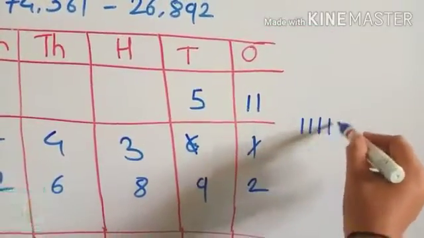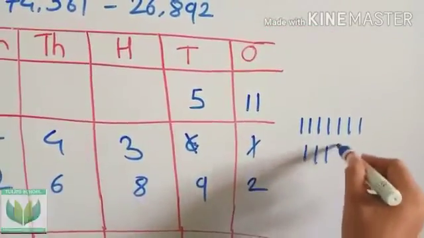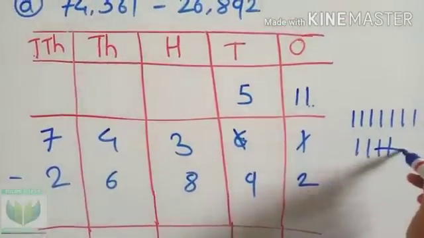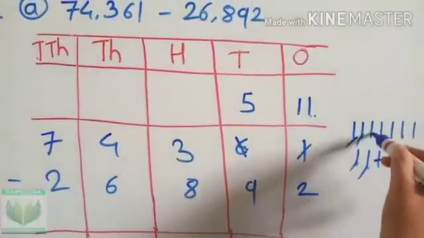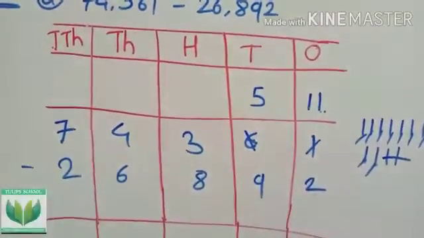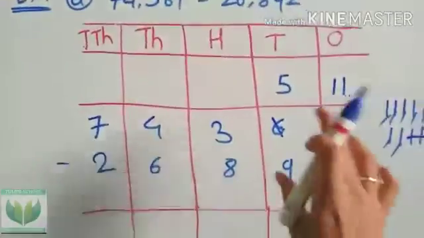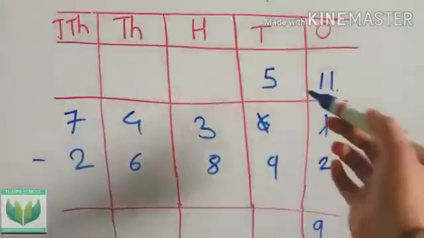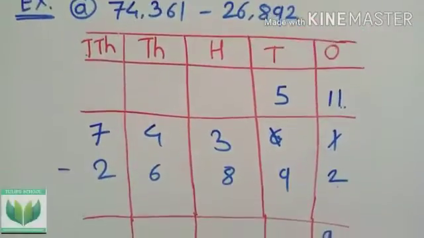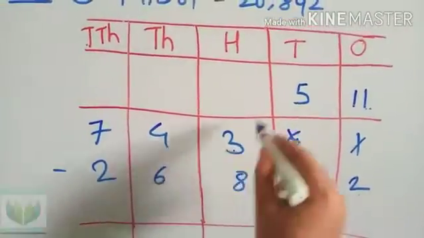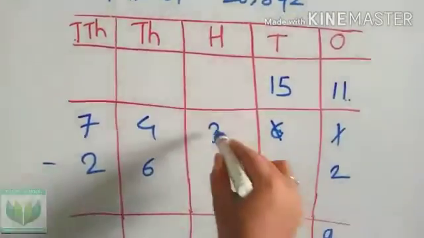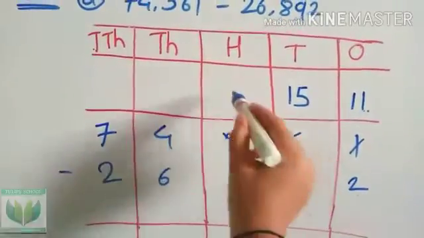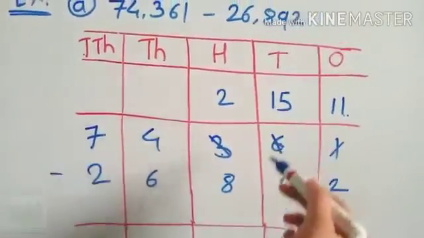1, 2, 3, 4, 5, 6, 7, 8, 9, 10, 11. 11, how many do we have to cut? 2. Remaining 1, 2, 3, 4, 5, 6, 7, 8, 9. Now the answer is 9 in the ones place. Now the tens place. Again 5 minus 9, is it possible? No. Now we have to take 1 from 3. Now 15 became, as 1 is given to the 5. Now here it becomes 2. 3 minus 1, 2.